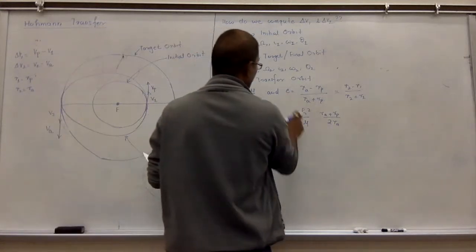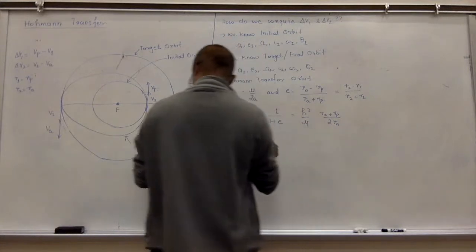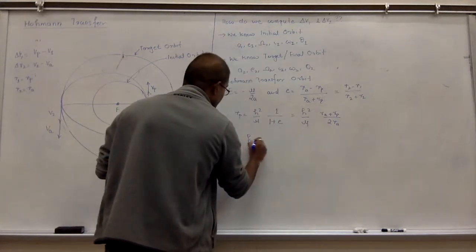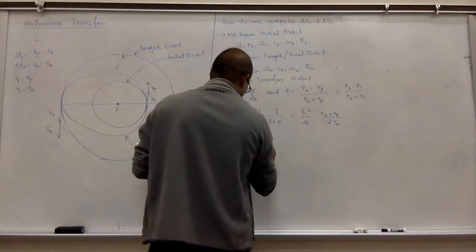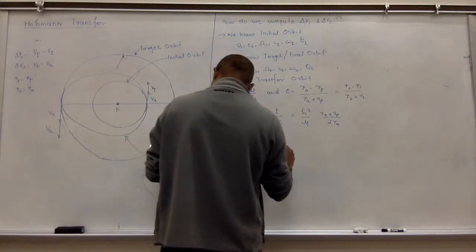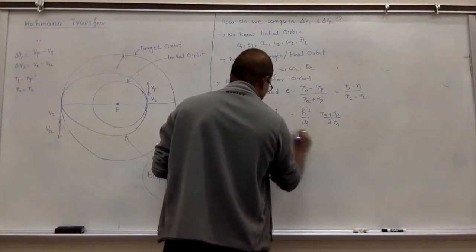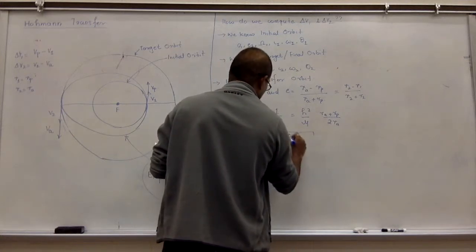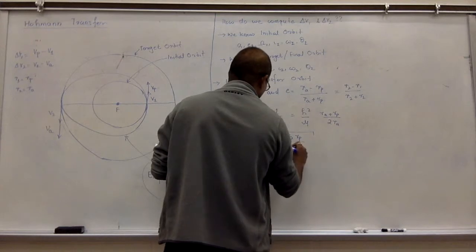If you substitute E here, you'll end up with this. So this means H is equal to root 2 mu, root of RA RP divided by RA plus RP.